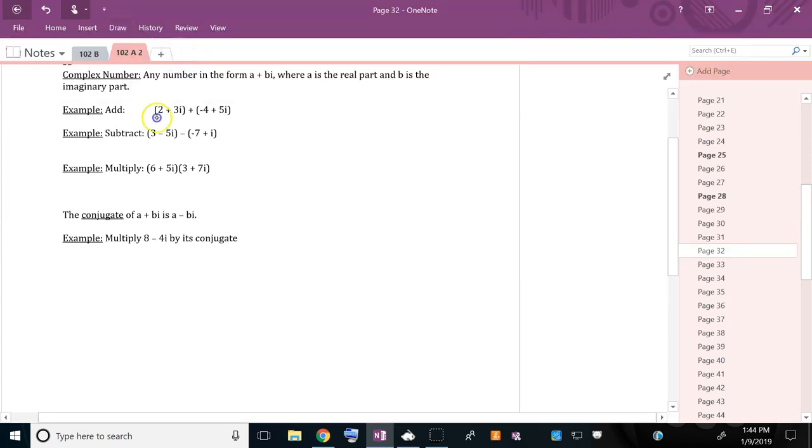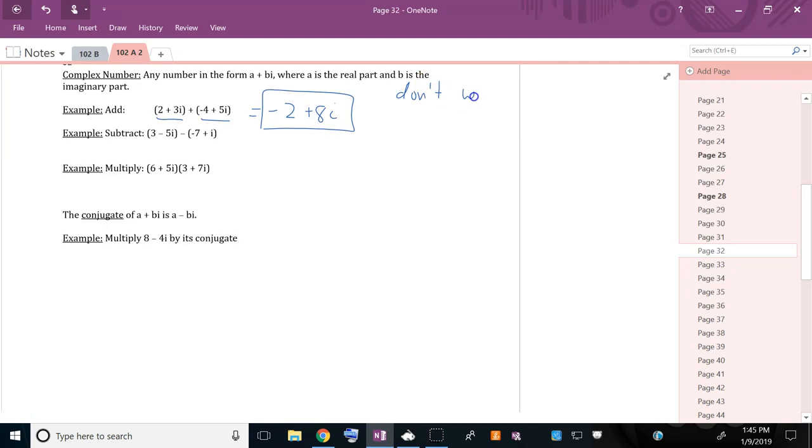Now you'll notice we've got parentheses, so you can see that there are two complex numbers here, but as I add, I am going to ignore those parentheses. So I have 2 plus 3i, and then adding to that negative 4 plus 5i. 2 plus negative 4 is negative 2, and 3i plus 5i is 8i. Now my answer is a single complex number, negative 2 plus 8i.